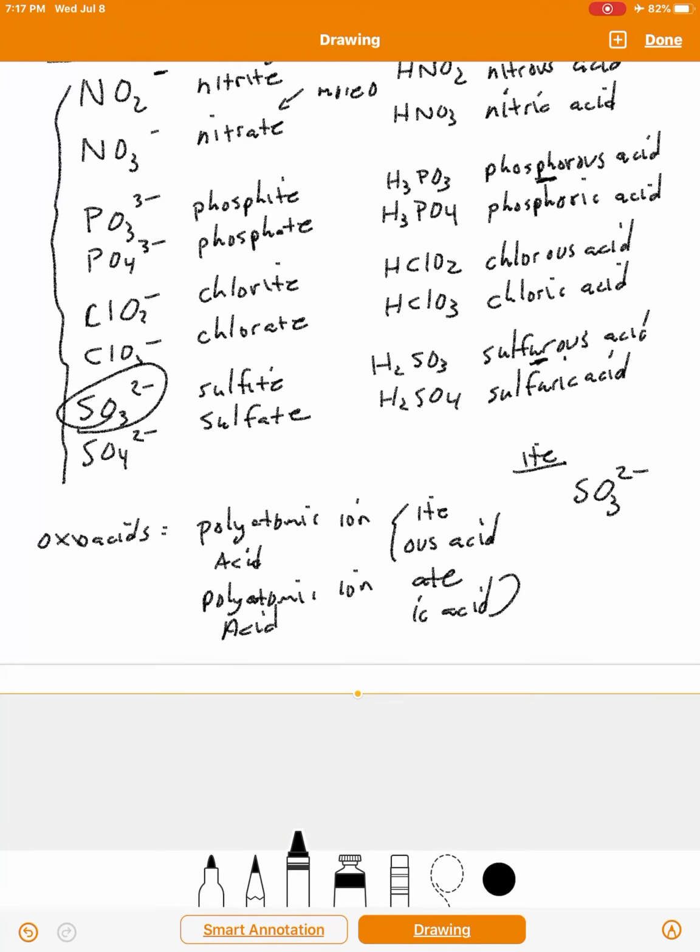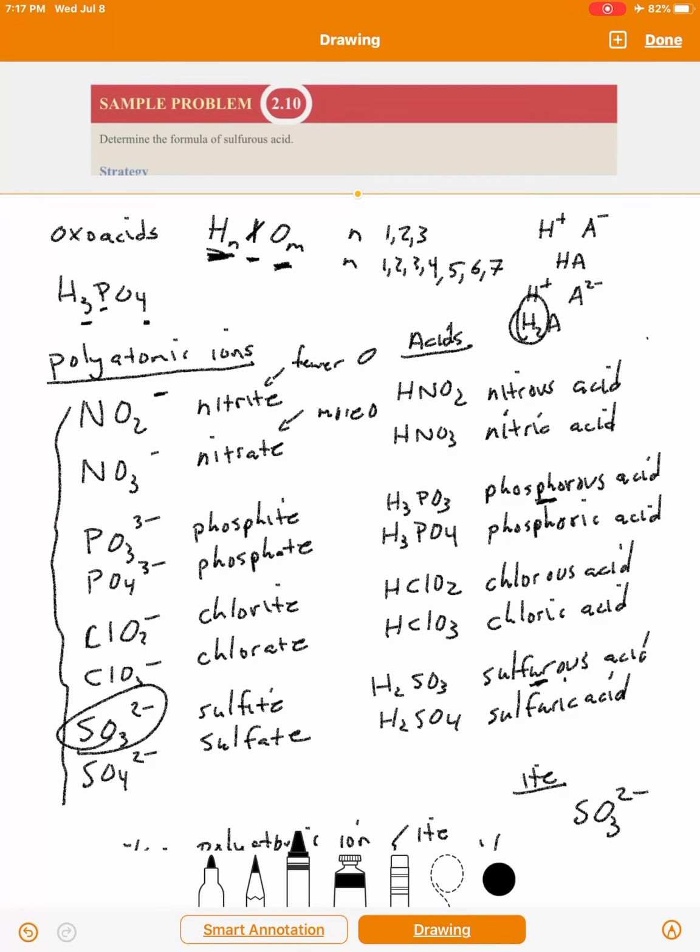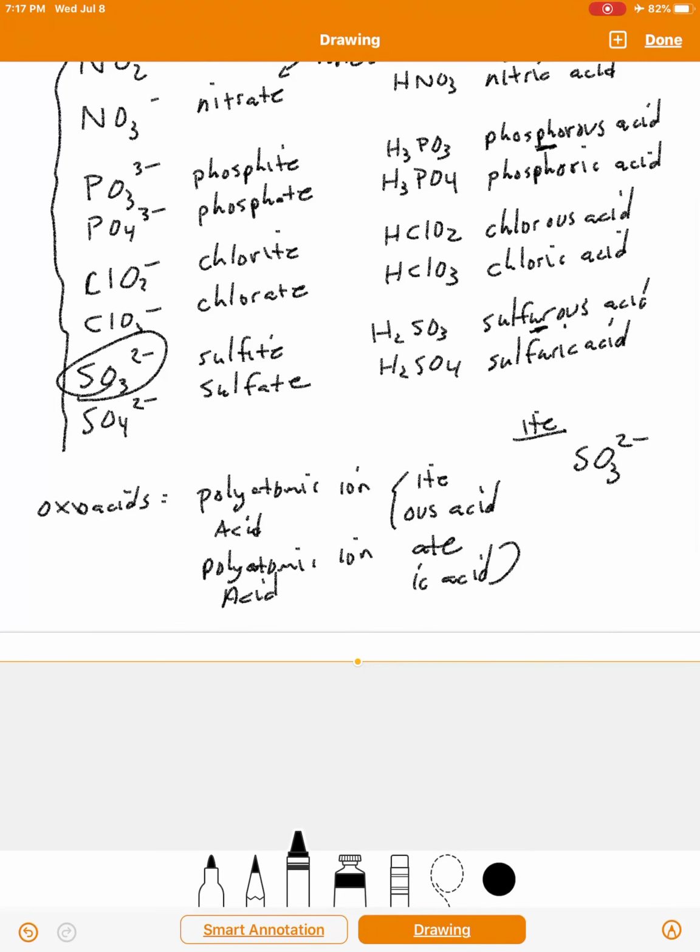To make the acid, you add hydrogens to neutralize the charge. So hydrogen is +1. How many hydrogens do you need to neutralize -2? You need 2. So it's H2SO3. It's just the formula of the polyatomic ion with the number of hydrogens it takes to neutralize that charge. Again, you do not put charges in the chemical formula for compounds, so we wouldn't put H plus SO3 -2. The formula would just be H2SO3.